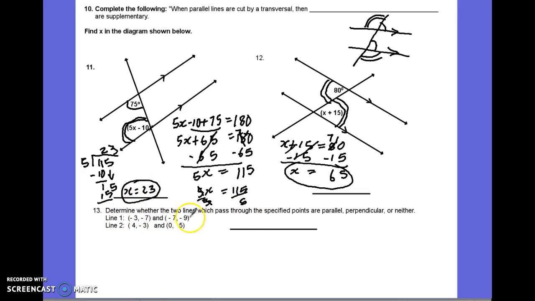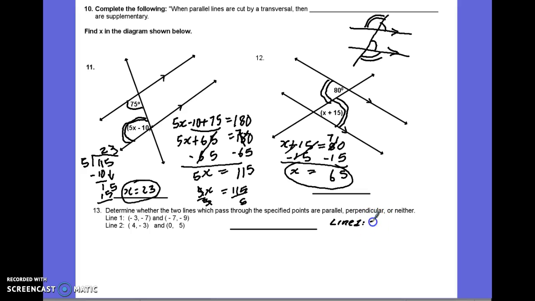Okay, finally here on 13 it says determine whether the two lines which pass through the specified points are parallel, perpendicular, or neither. So we have a line 1 passing through point -3, -7, and -7, -9. So let's examine line 1. See what the slope of line 1 would be. Here it comes. Slope of line 1.